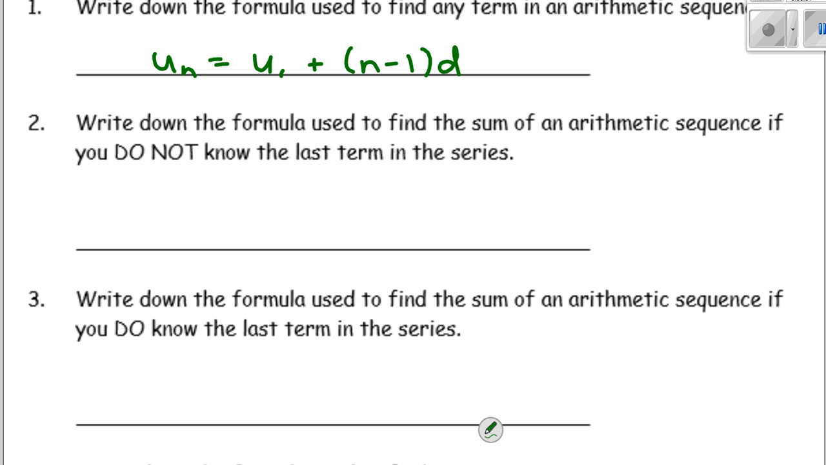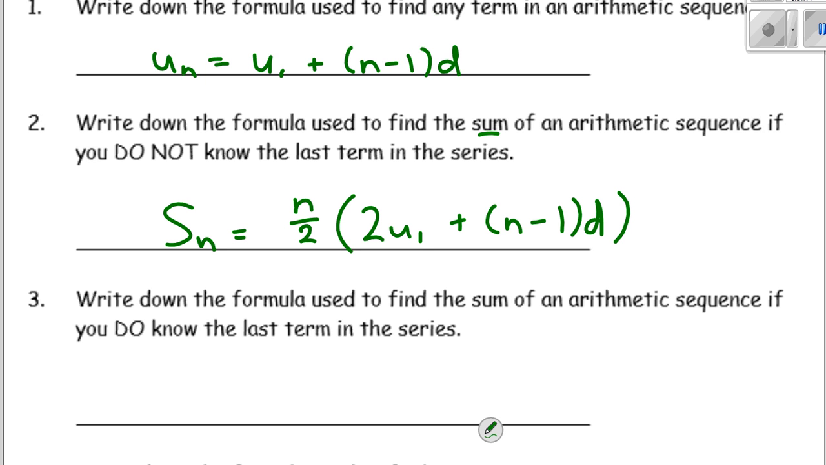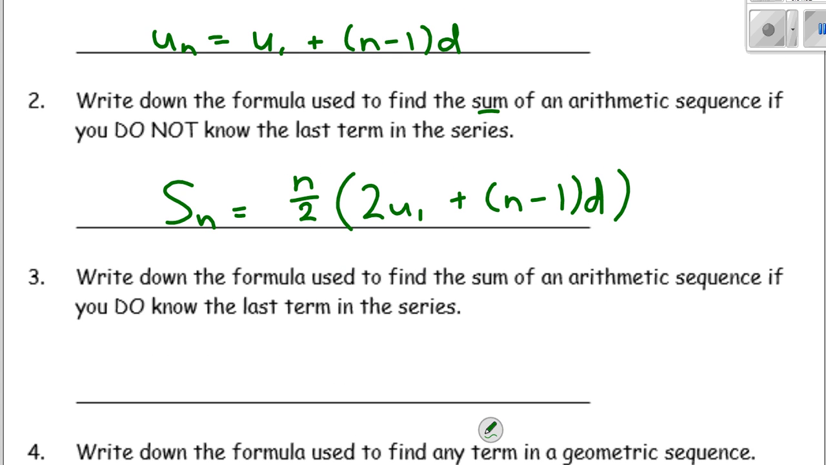Write down the formula used to find the sum of an arithmetic sequence if you don't know the last term. If you don't know the last term, it's the long one. Plus n subtract 1 d. They look quite similar, don't they? Because that's the one with the U of n formula subbed in. So this is the same as the short one, but with that one subbed in for the U of n. Let me just scroll down a bit because it gets a bit funny. You tell me if it's going down too fast, that's no problem.